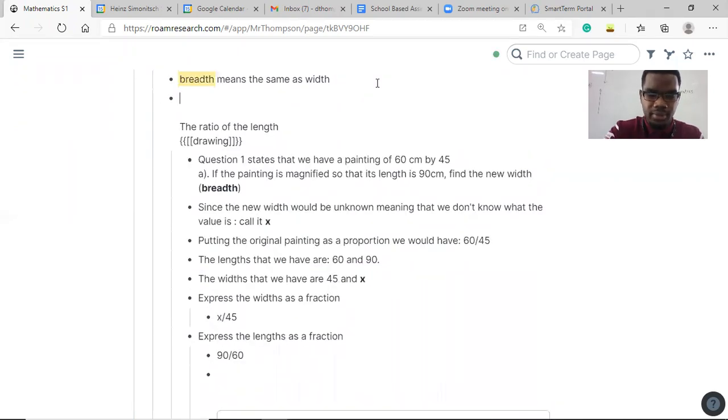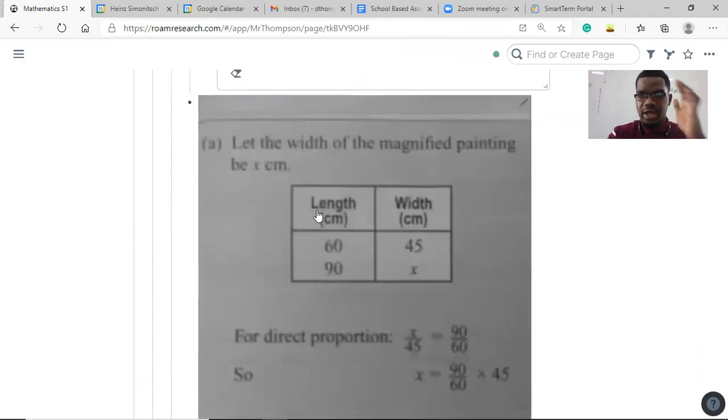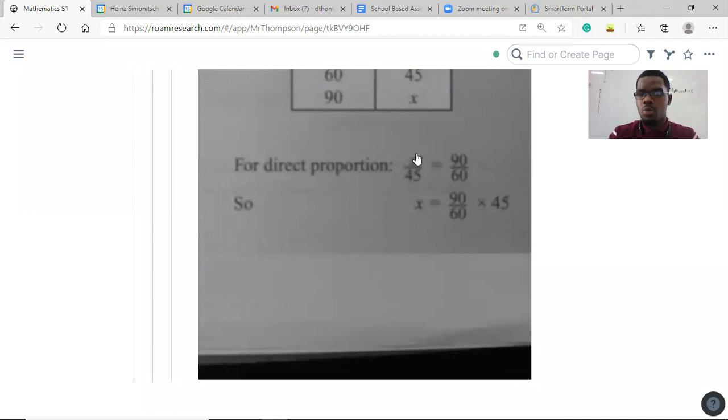Next word of the day is transposition. Transposition means carrying over a value, right? And just to give you an idea, when we carry this value over, since it was dividing here, right?